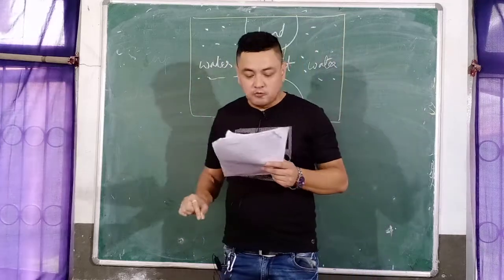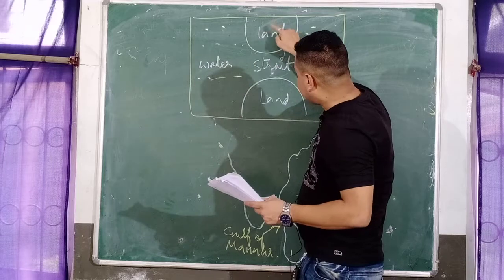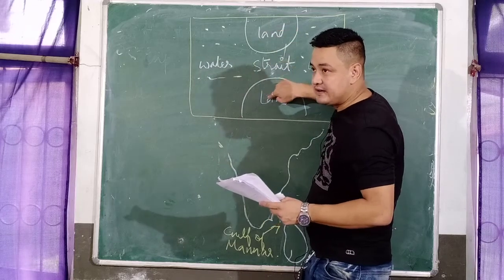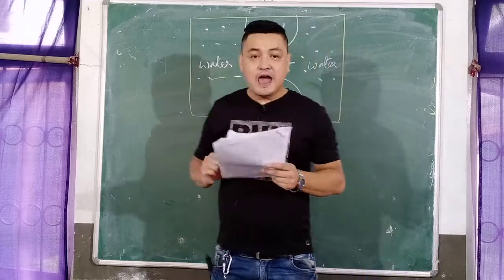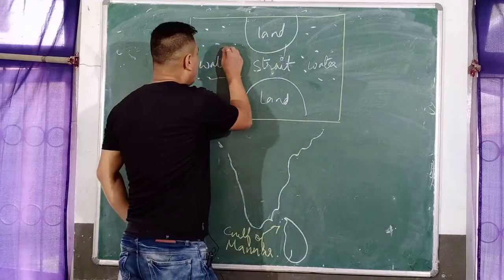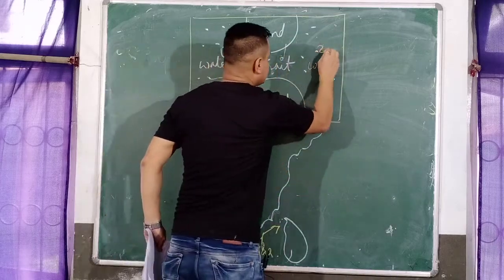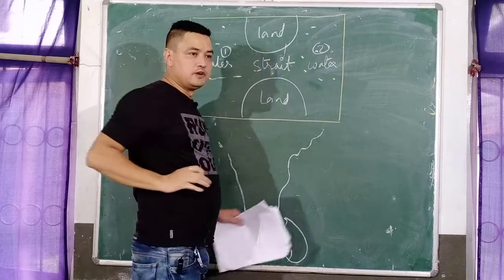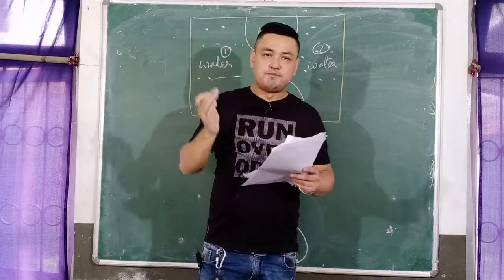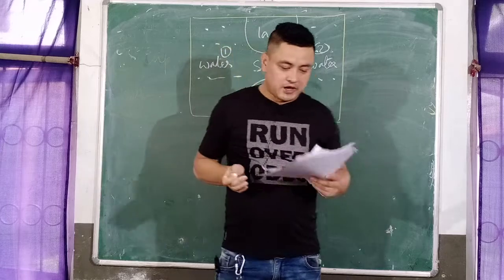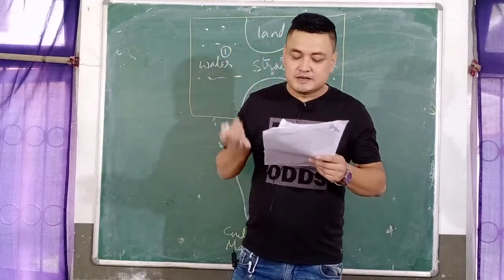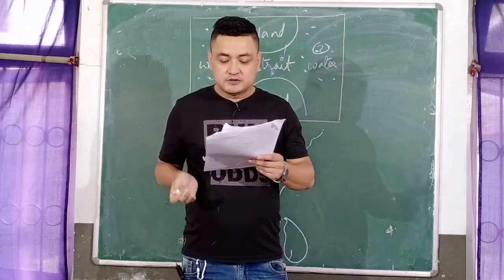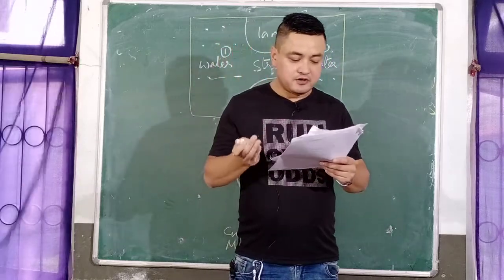A stretch of water which separates two lands. Land means continents. It separates two lands and joins two seas. Now, two water bodies are joined together. You can look in your book also, the figure of straits. So a strait is a narrow stretch of water separating two land masses and joining two seas. The best example here is the Palk Strait.